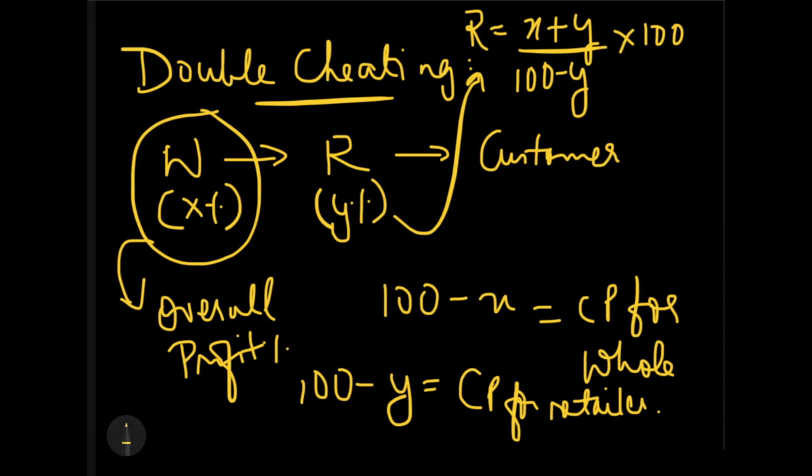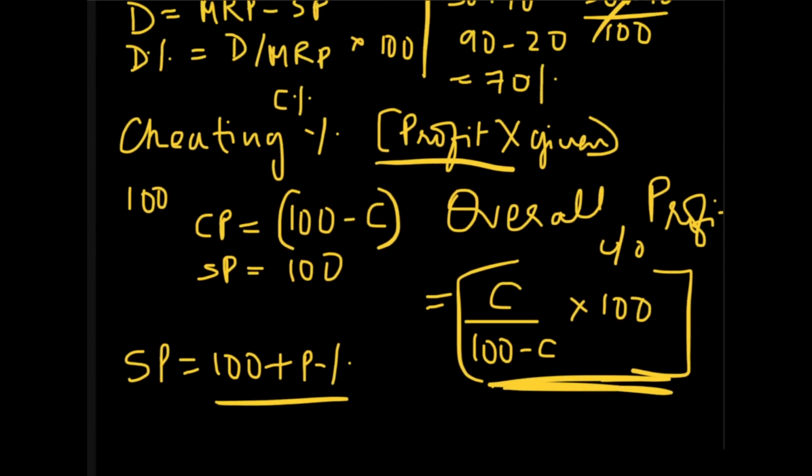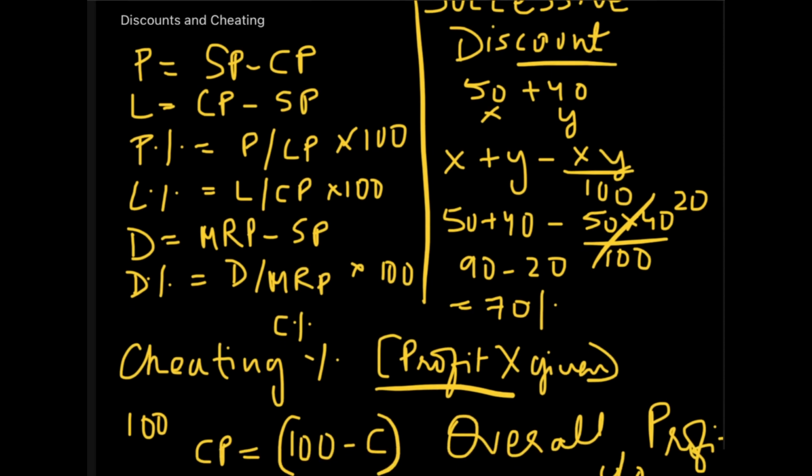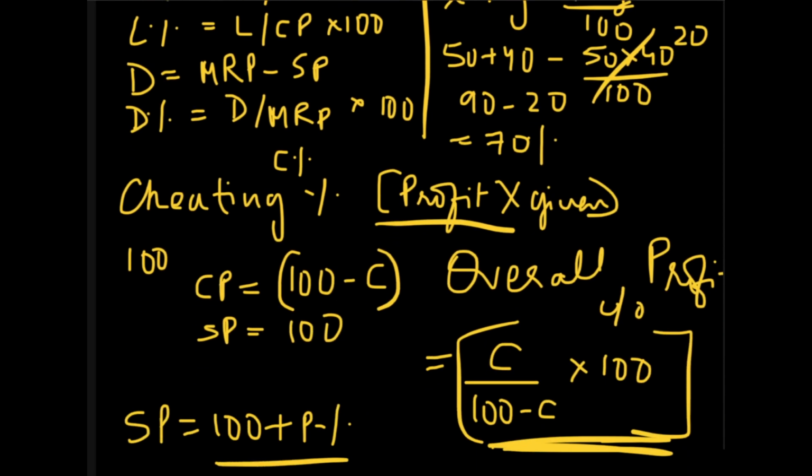And this was all about the percentage revision video where we learned a few important formulas, the successive discount topic, cheating, and remember that you will expect just the cheating of one step in your exam. It's very rare that you get cheating in 2-3 steps as well, but just to understand the concept, this was all about the profit and loss revision series.